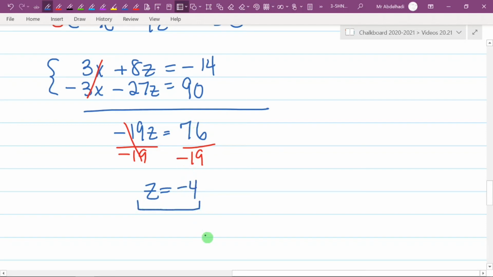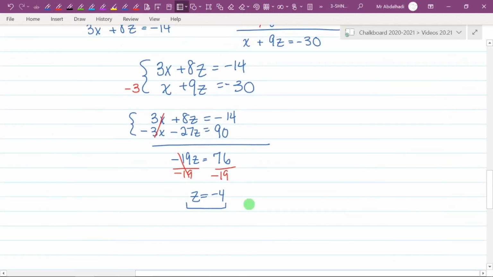Our first of the 3 variables, we found it. Okay? So we back up. Now that we know what z is, we come back, it's called back substitution, we come back to the last system that we solved here, and we plug in negative 4 for z. It looks like the bottom equation might be easiest to solve for x, so I'm going to use the bottom equation here because the x is already by itself. You could choose either one, it doesn't matter, but I'm going to plug z into the bottom equation, so I have x, which I'm looking for, plus 9 blank, that's where the z is going to go, equals negative 30.